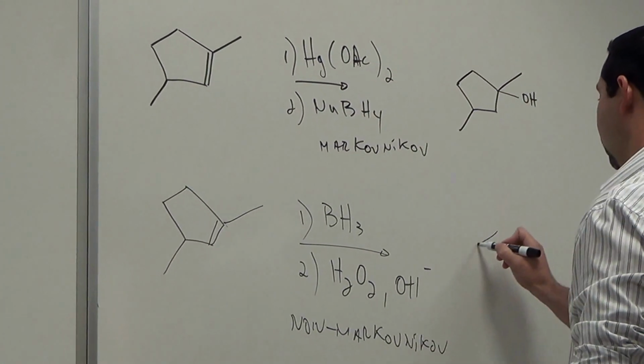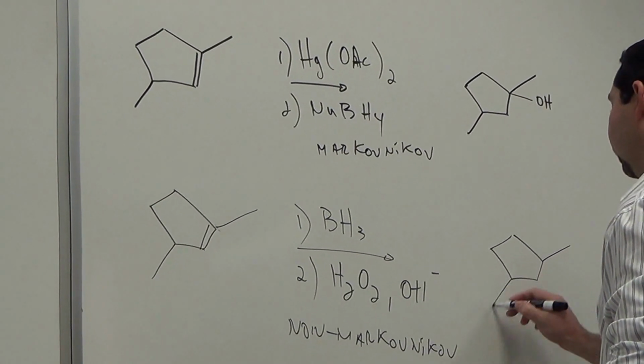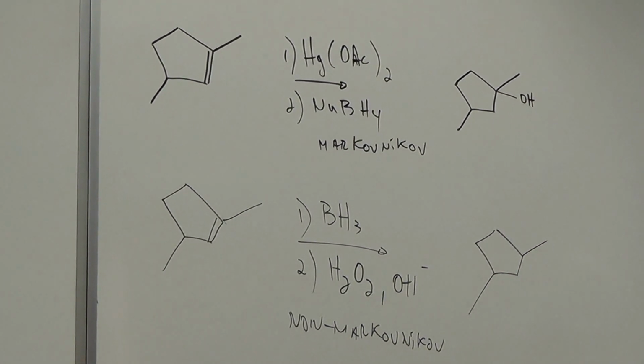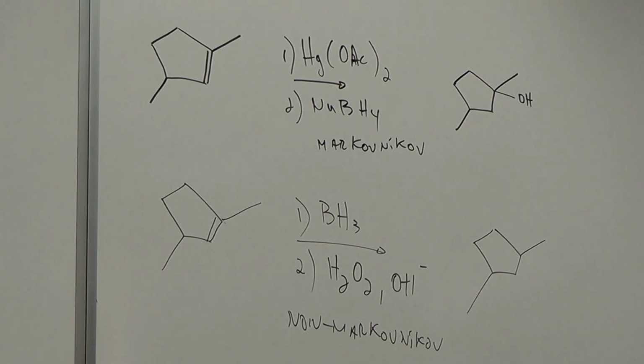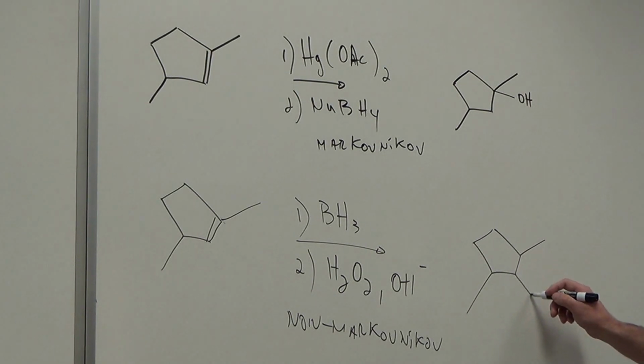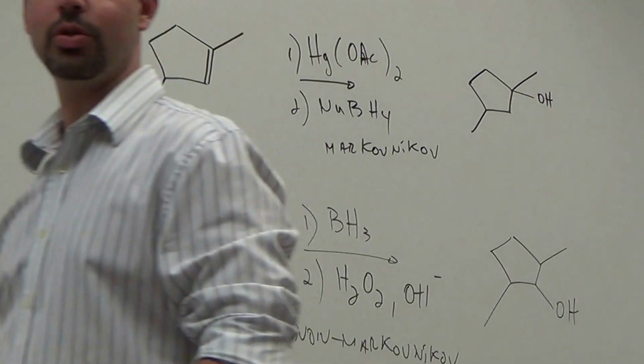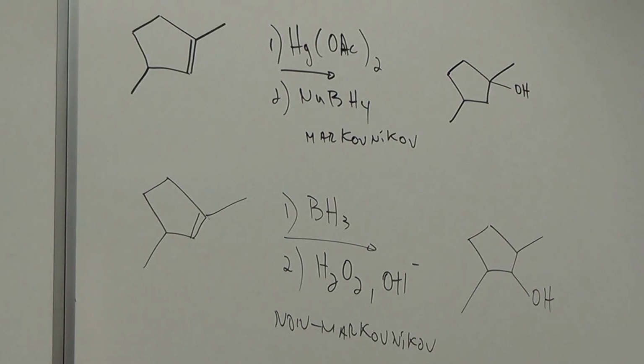So if this is non-Markovnikov, it means that the hydrogen is going to add where? On top, to the one with more substituents. So it will add here, the OH will add down there, to this side. Yes or no? Outstanding.